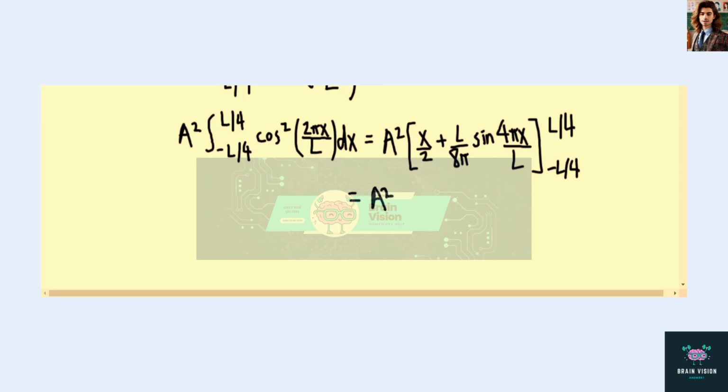So proceeding, we go ahead and we evaluate at the endpoints, and we have A squared times 1/2 times L over 4 minus negative L over 4. And then we look at the sine function. We notice we have 4 pi times x. If I substitute L over 4 or minus L over 4, either way, there's not supposed to be that stray mark there.